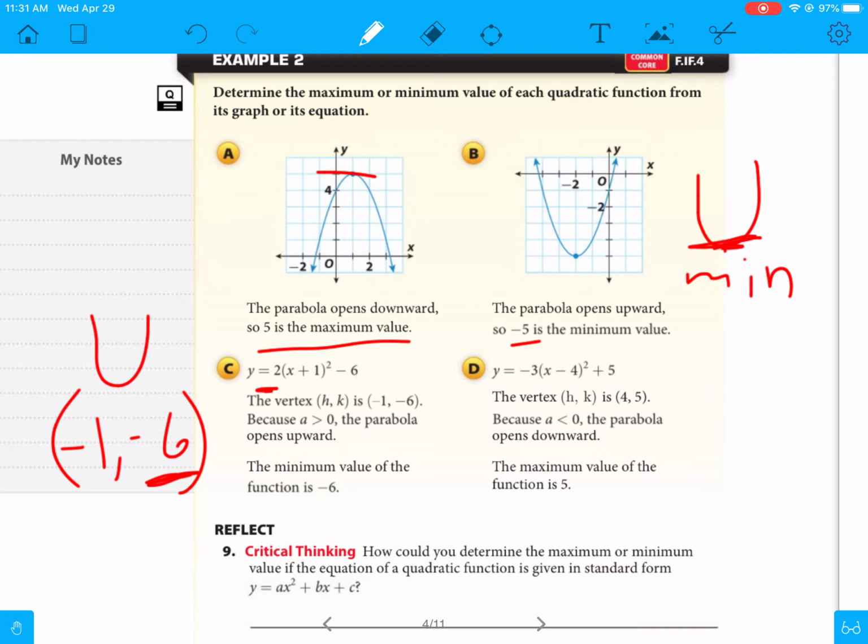Now for letter D, it's a -3, so it's going to open going down. So you're going to have a maximum. Your maximum is 5.